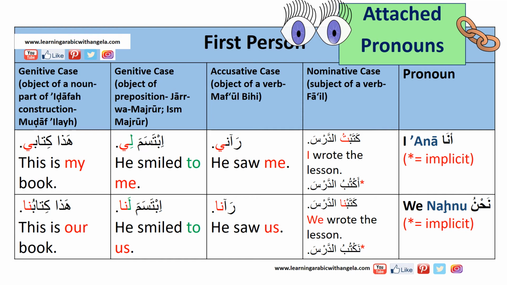رآنا, he saw us. So in this case, the pronoun attached to the verb is the object of that verb in the accusative case. ابتسم لنا, he smiled to us. Over here it is a genitive construction consisting of حرف الجر, the lam, and الاسم المجرور, which is in this case the pronoun. And then we've got هذا كتابنا, this is our book, a genitive إضافة construction where the pronoun is attached to a noun.